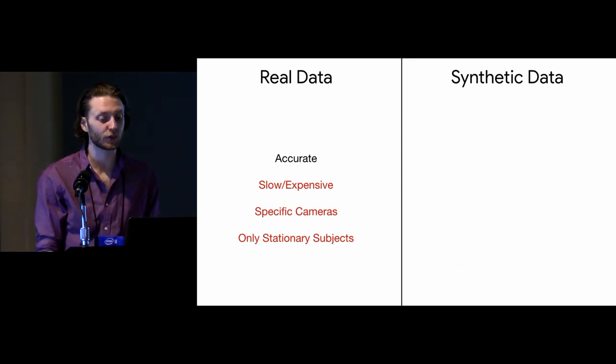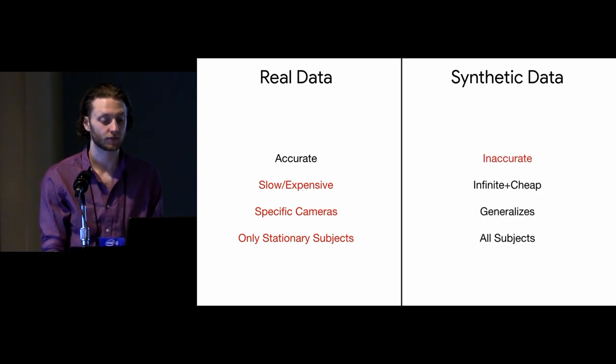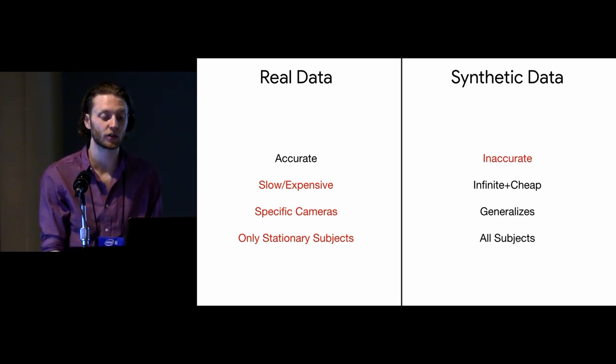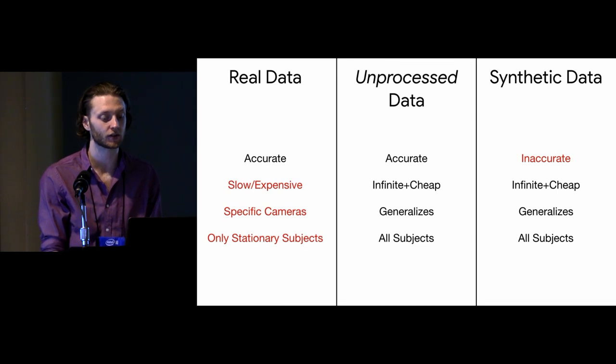While datasets of real noisy and clean photographs are accurate, they have many downsides. They're time-consuming to capture, they only work for cameras in the dataset, and they can't be used to image moving subjects. Synthetic data has none of those downsides, but has been systematically inaccurate, and past results show that this inaccuracy really matters. This paper is about finding the best of both worlds by unprocessing synthetic data to have the same statistical properties as real data. We do this by running an image processing pipeline in reverse.